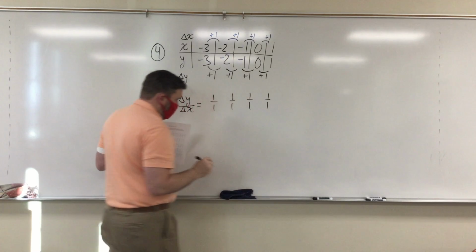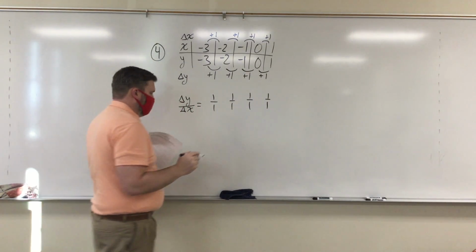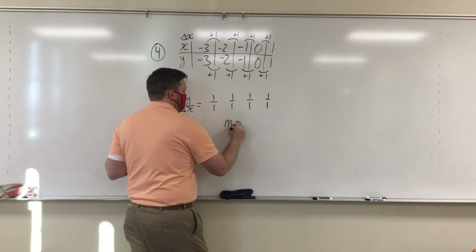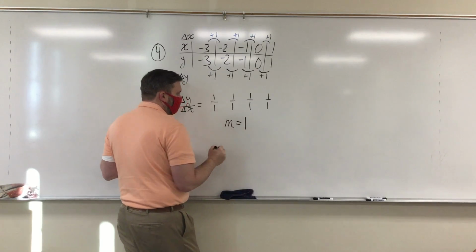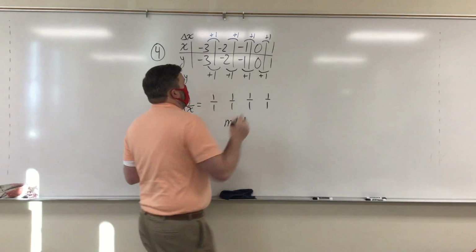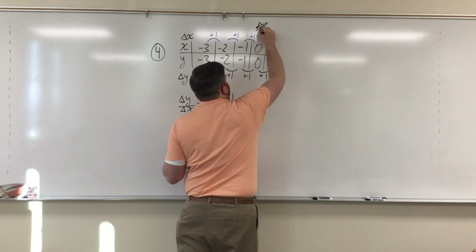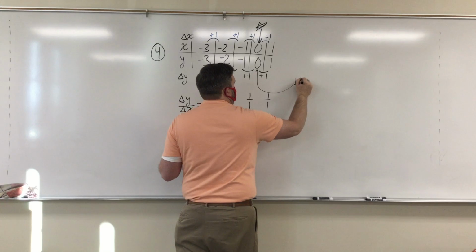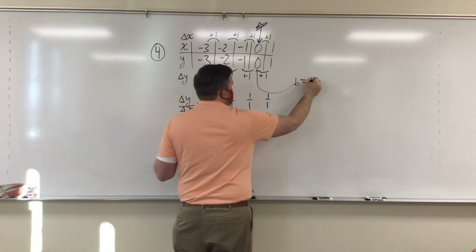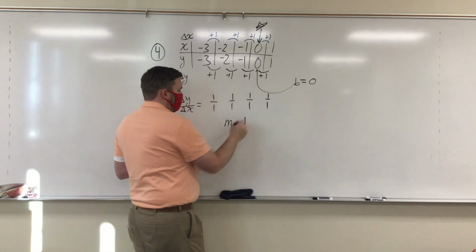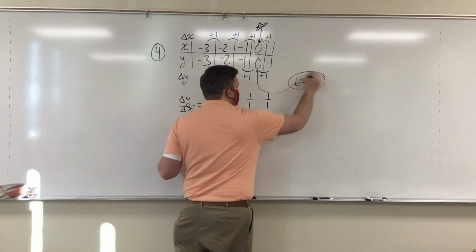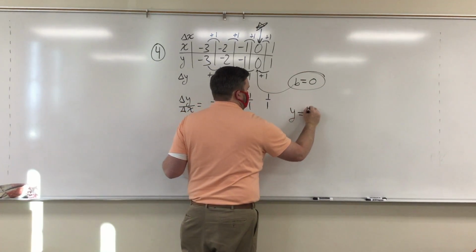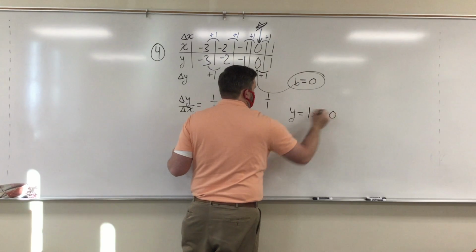So that means we do have a constant rate of change. That means this is linear. The slope is 1/1 or just 1. And on top of that, we have the special case where x is 0, so that means b is going to be the y value here, which also happens to be 0. So we know m, we know b. We get y equals 1x plus 0.